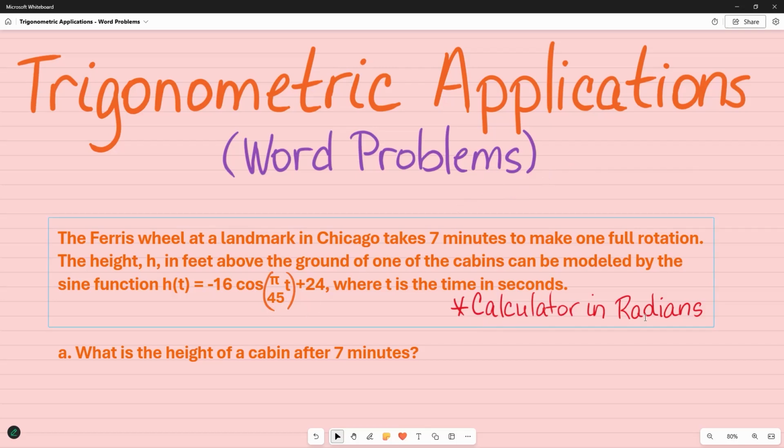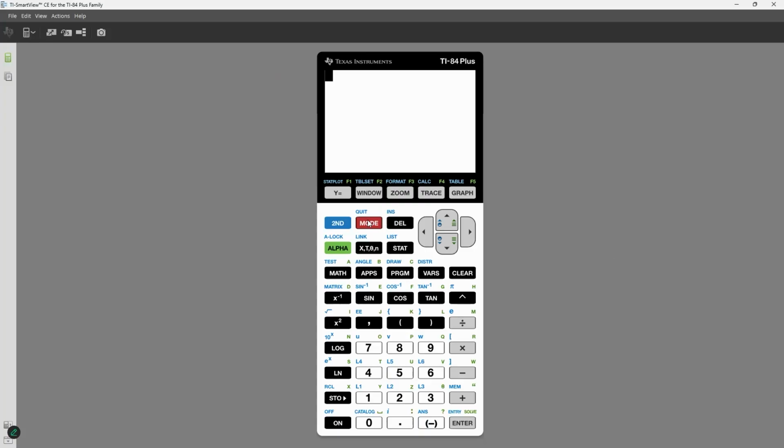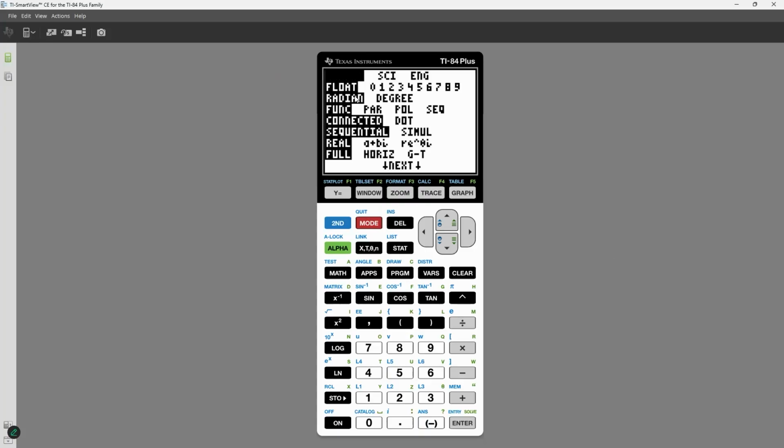In order to do that, you would just go to your calculator where it says mode, and then just go down to where you see radian and degree and make sure that radian is highlighted. And in order to get out of here, you would just go to second mode.